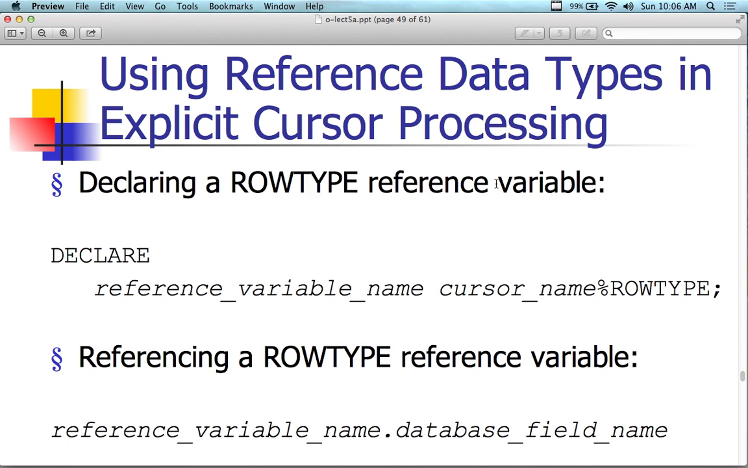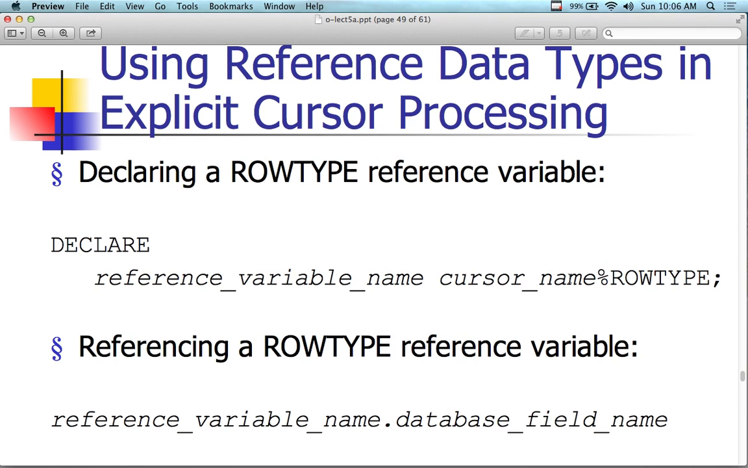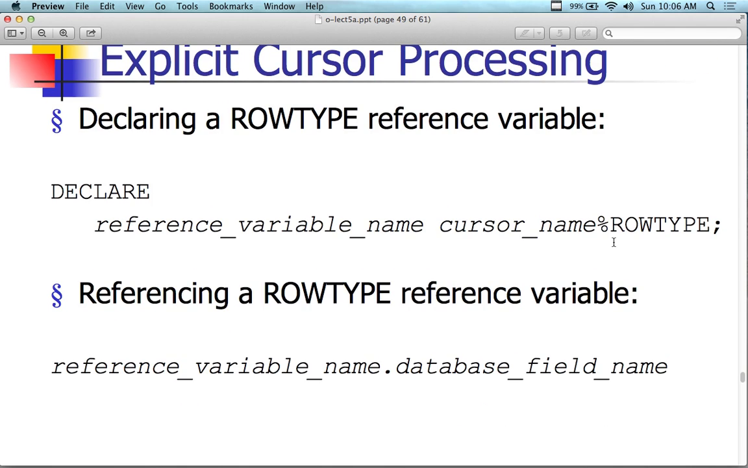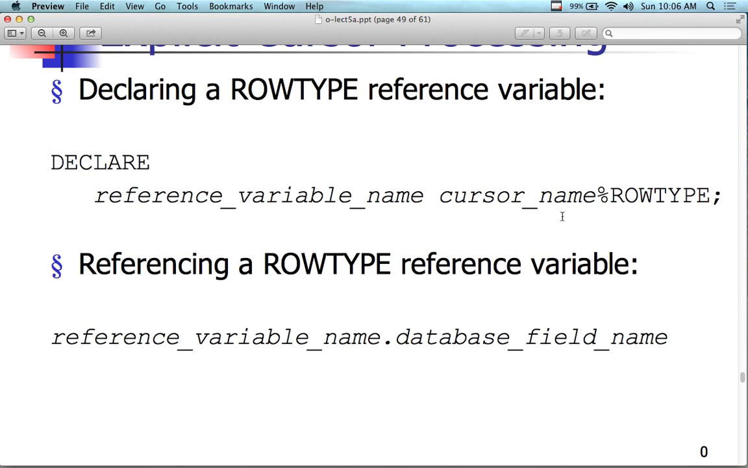So you declare a row type reference variable. You declare the name and then the cursor row type. This is the data type, by the way, because the name comes first, data type comes second. The row type is the type of data type that's associated with the row that's coming out of the cursor. And then when you reference the row type reference variable, you go whatever my row reference dot database field name. So you take a query, for example, select first name, last name, address, telephone number from students where last name is equal to Hecker.